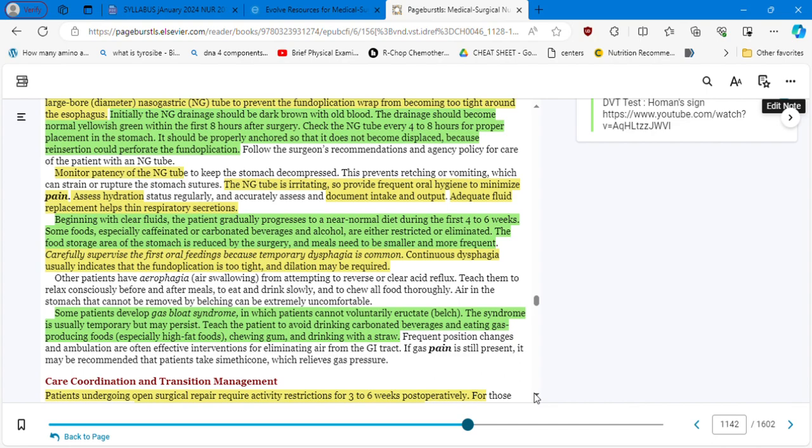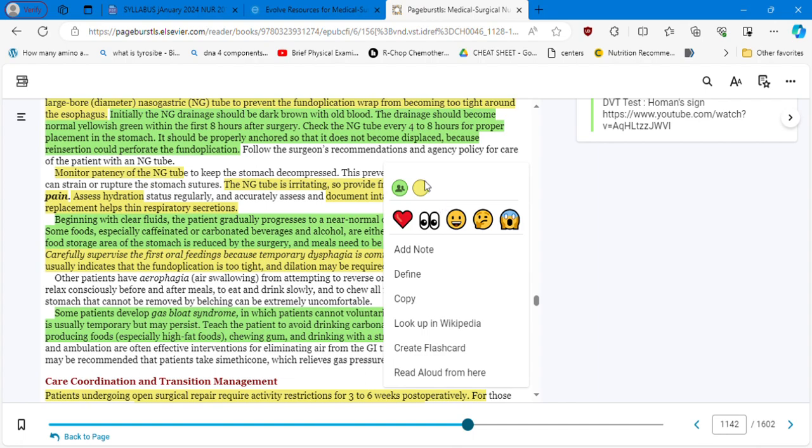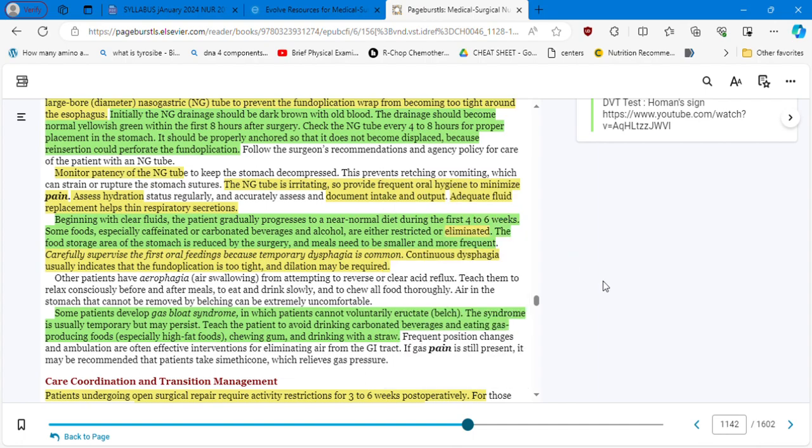Beginning with clear fluids, the patient gradually progresses to a near normal diet during the first 4 to 6 weeks. Some foods, especially caffeinated or carbonated beverages and alcohol, are either restricted or eliminated, and we prefer they be eliminated, right? Because that is one of the causative agents. The food storage area of the stomach is reduced by the surgery, and meals need to be smaller and more frequent.